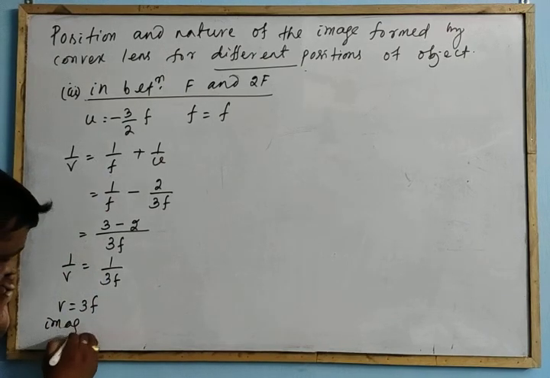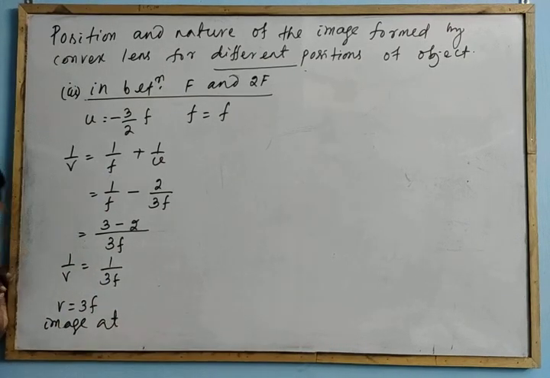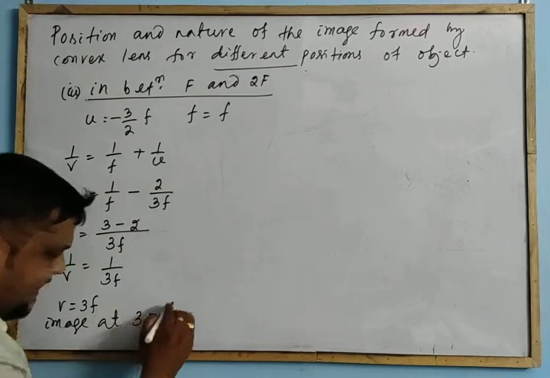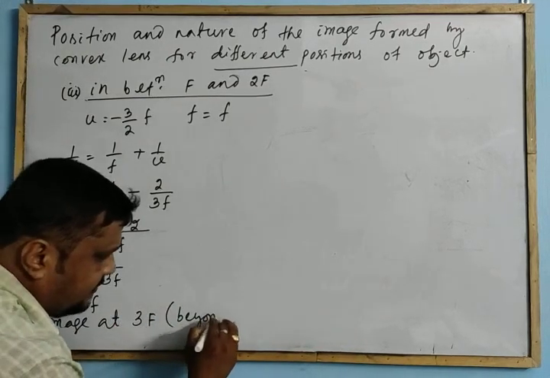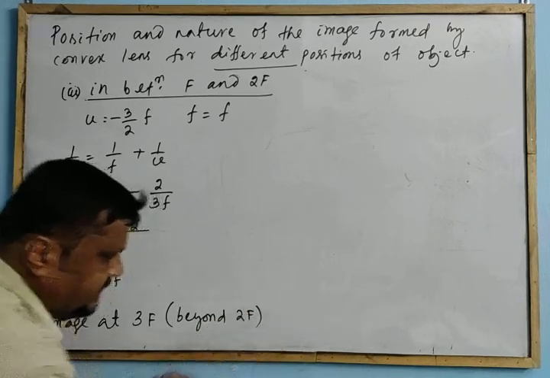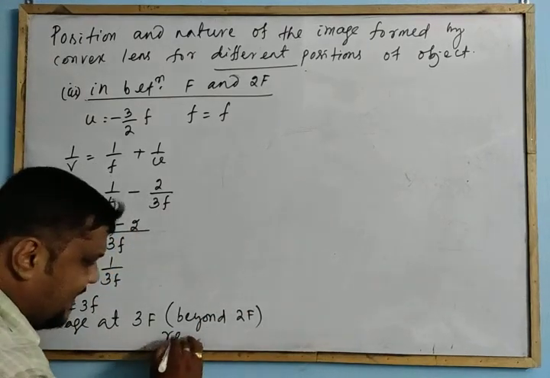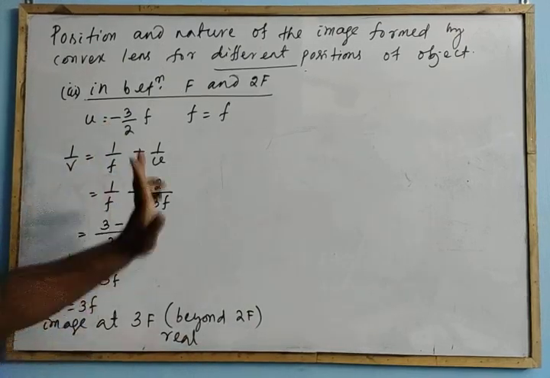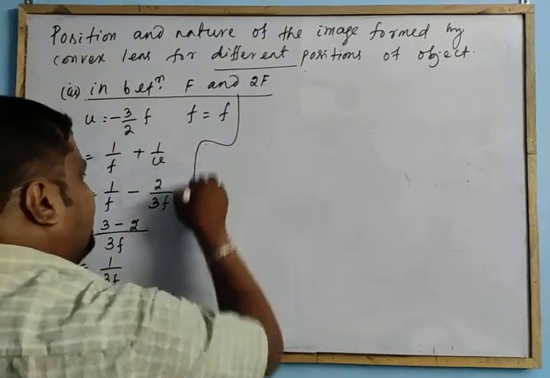Image at 3f means we can say beyond 2f. Beyond 2f. And it should be real. The image should be real because one is negative, the other one is positive. So it is real. From here we got this one.